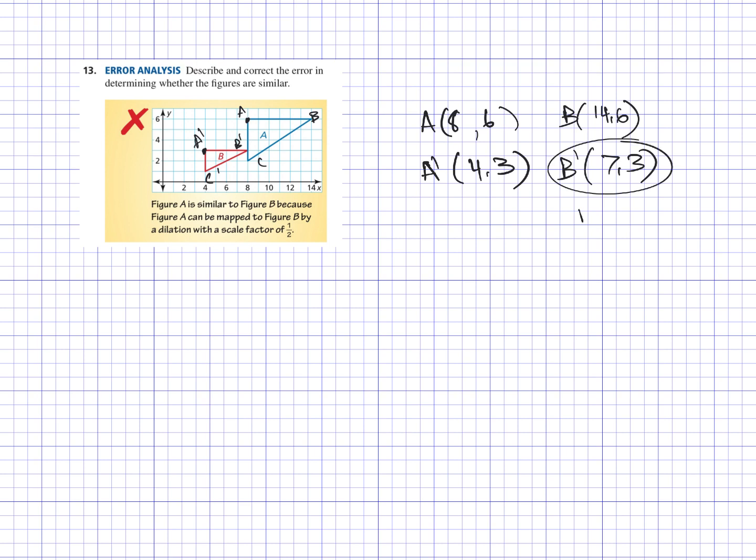So that's not right. Something has happened. So they made a mistake. They're not similar. And C to C prime, just to do it, C is at 8, 2. If we take half of that for C prime, we get 4, 1. And we do have 4, 1 for that. So B doesn't go to B prime correctly. So it's not by a scale factor of 1/2. Okay, enough of that.